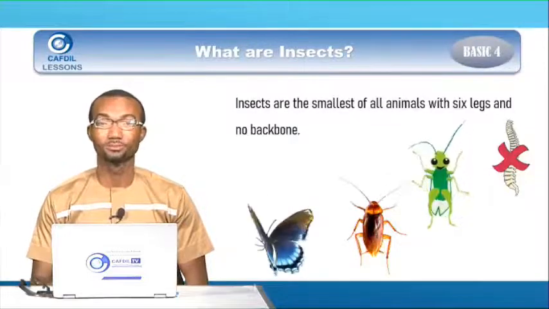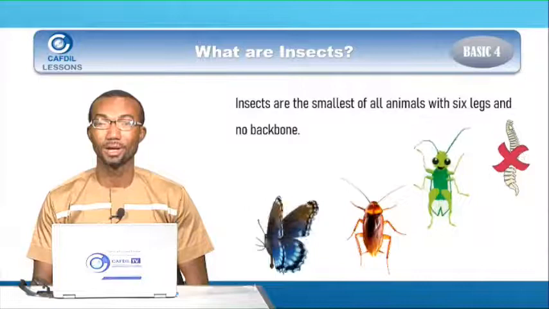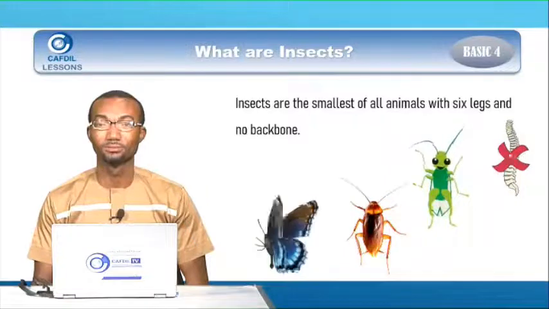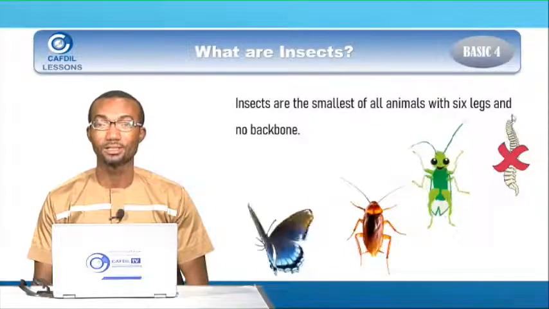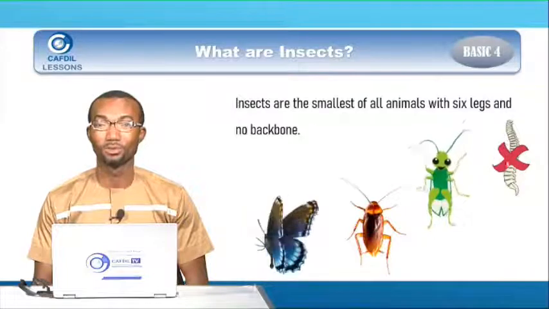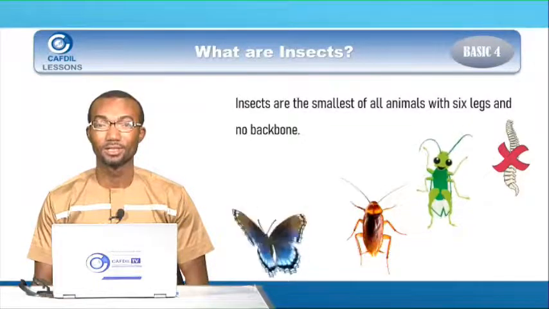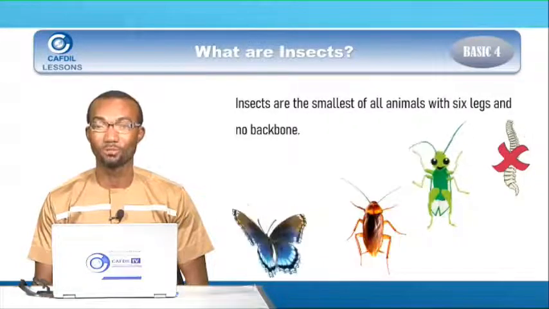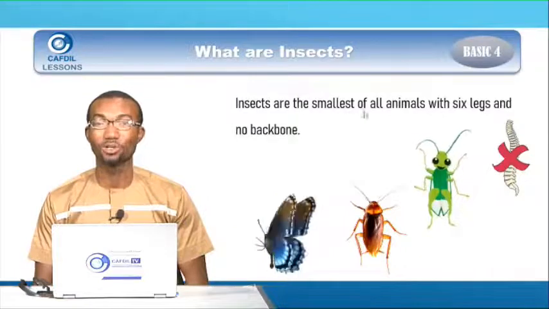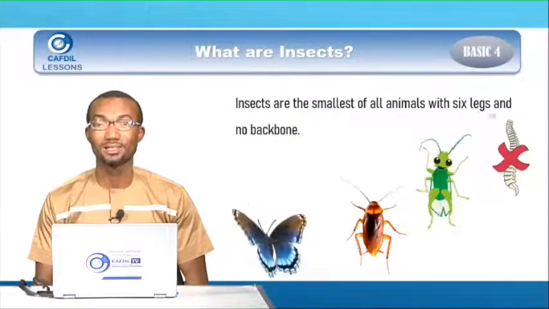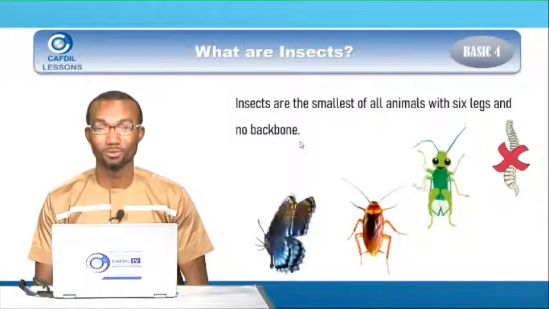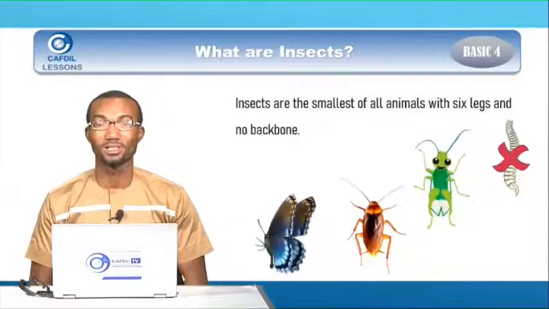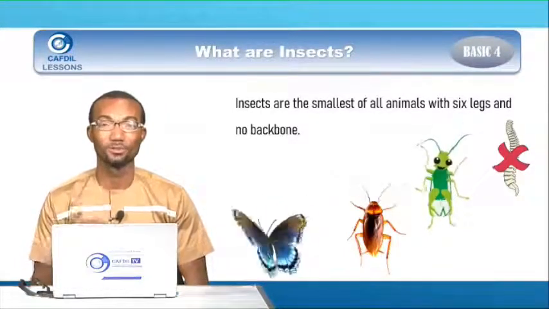If you look on your screen, this is a backbone, and insects do not have this kind of backbone. That is why we have crossed it. So you see the butterfly, the cockroach and the grasshopper here. They do not have this backbone. Remember, insects are the smallest of all animals with 6 legs and no backbone.